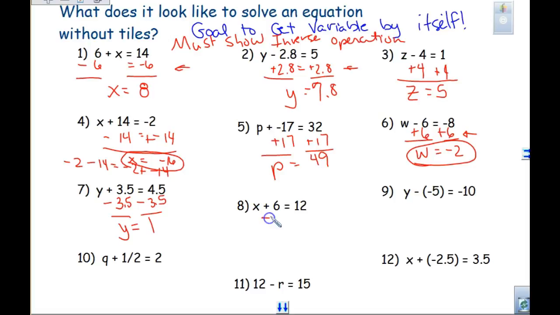Yep. -6. We're doing it on both sides. I need you to put your device away. Thank you. So if we are doing that, I'm going to have x equals, and as I'm looking at that, what should I have for an answer, Maddie?